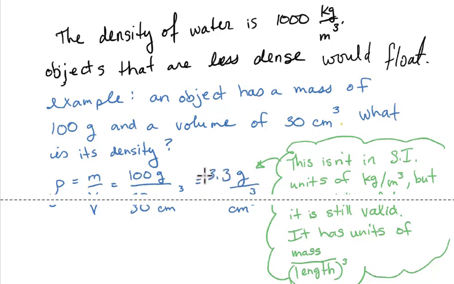But then you also have to divide the units. So I ended up with grams divided by centimeters cubed. Now, grams per centimeters cubed isn't in SI, but at least it still has units of mass divided by length cubed. And in a second, we'll go over unit conversions, so then we would be able to actually convert it to SI if we wanted to.